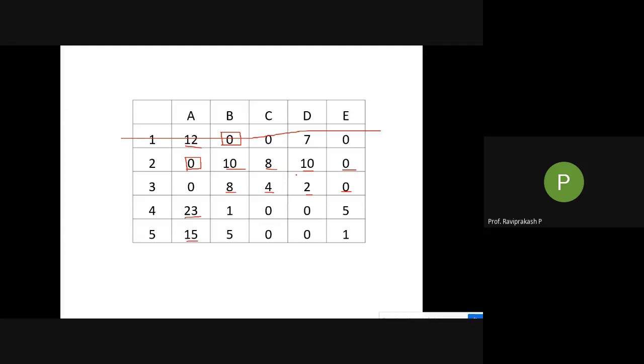So go row wise. There are 2 zeros here. Mark either this or this. So this is a special case I told you where multiple solutions are available to you. So first I'll take this one. Okay, I'll take this one. So I'll cancel this. Okay. So as I'm going row wise, I need to cancel off the column. Okay. Now this is done.